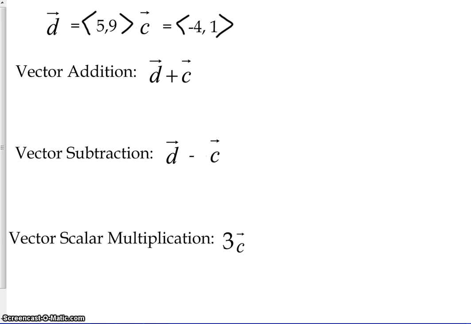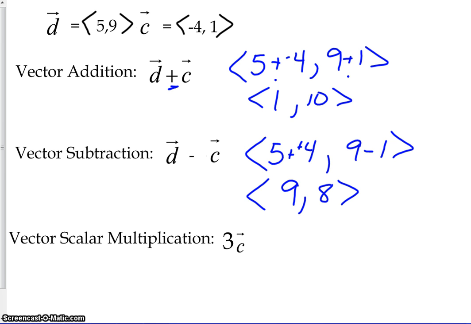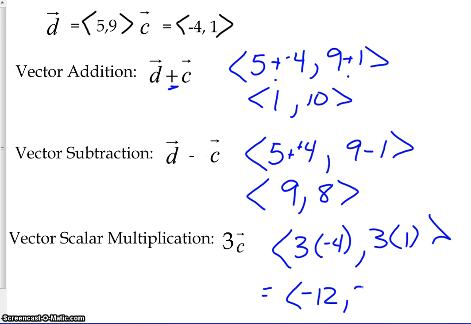Let's do this algebraically. What we do is a lot like what we do with matrices: we just add the X values and add the Y values separately. So since we're adding here, we're adding here. So this would be a 1 and a 10 here. That's my new vector, all right? Same thing here with subtraction: we're just subtracting our X values and subtracting our Y values. So this one here would be 9, 8, and that would be our value. With scalar multiplication, we're just multiplying the X value of our C by a 3 and the Y value of C by a 3. So my answer here would be negative 12, 3.